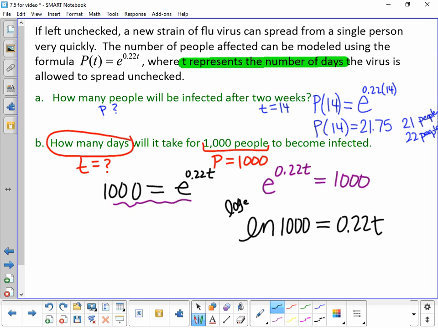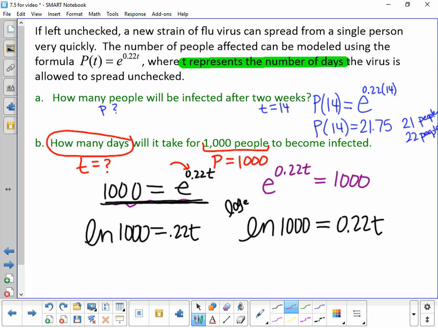If you're writing it from this form here, you just need to remember that the answer to the log is the power of the exponential. So you could write natural log of 1,000 equals 0.22 t. Just be careful sometimes.